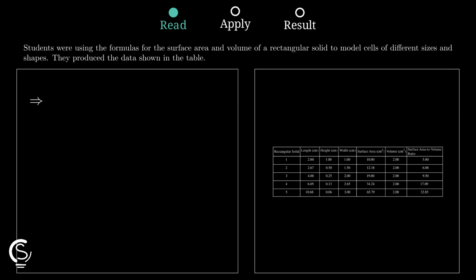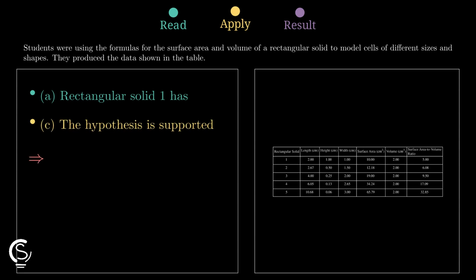C. The hypothesis is supported by data. Cells 1 and 2 have lower SAV ratios, which limits the rate of material exchange with the environment. This is advantageous for slow metabolism and long-term storage where rapid transport is unnecessary. Conversely, cells 4 and 5 have higher ratios, facilitating the rapid exchange required for higher metabolic rates.